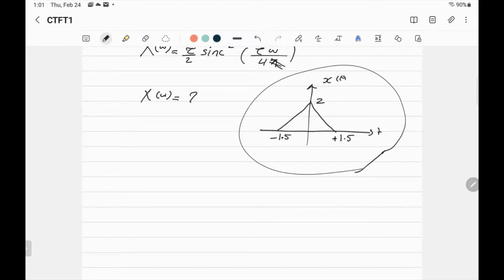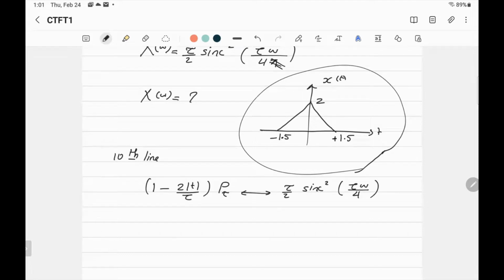Yeah, there's an error in the 10th line. Let me write the 10th line here. That's line number 10. 1 minus 2|t| over tau, pulse tau, and then it's given tau over 2 sinc squared tau omega over 4 only, not over 4 pi. So cancel pi. We're going to use this for solving many problems.